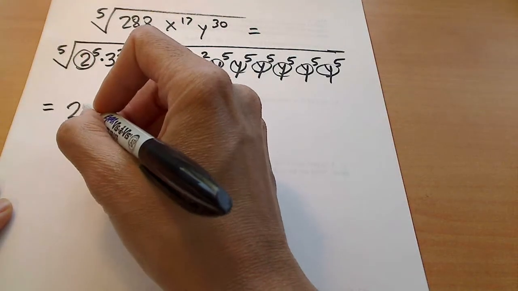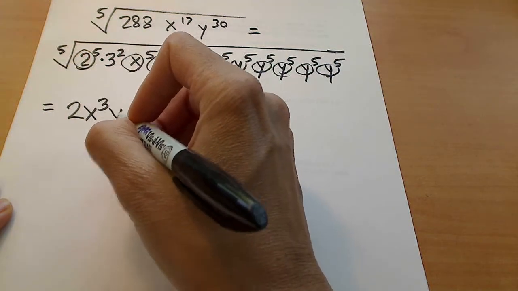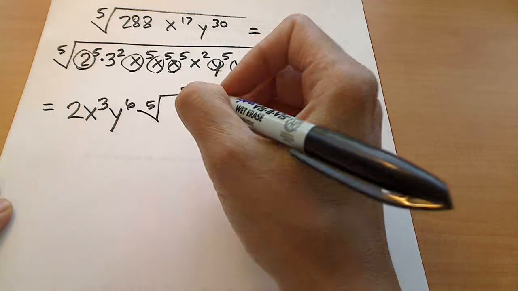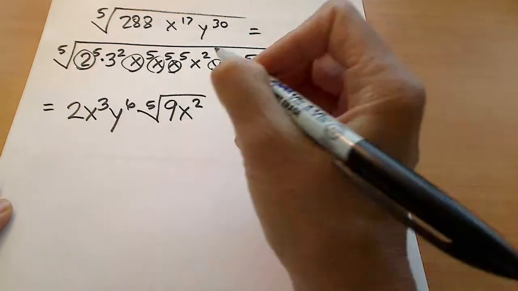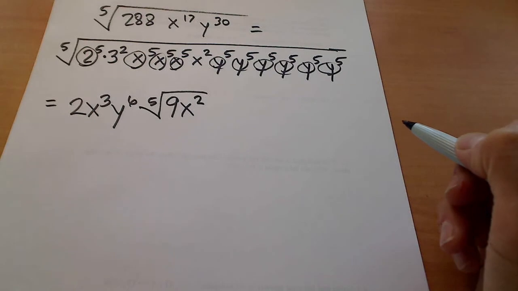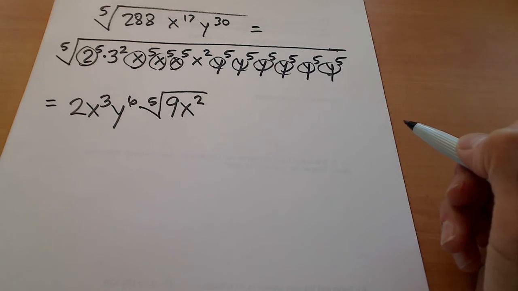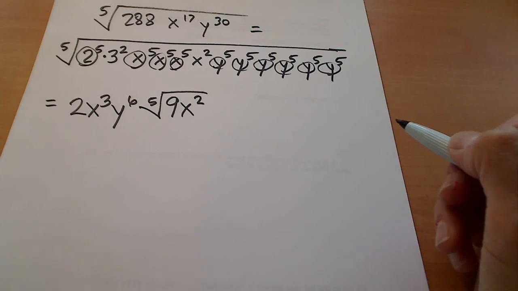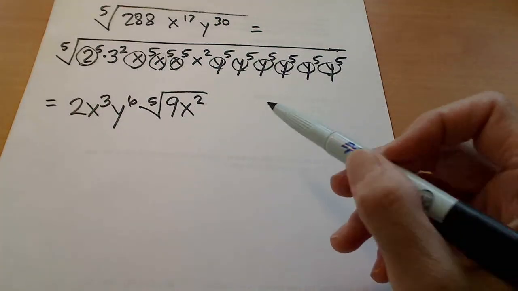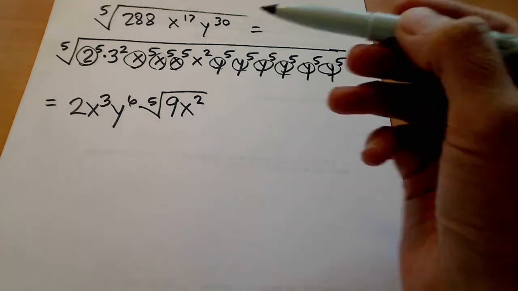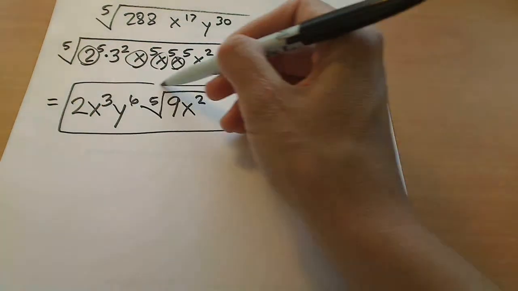And so we have 2, we have x to the 3rd, we have y to the 6th, and then we are left with the 5th root of 3 squared, which is 9, and then x squared on the inside. Now, I do want to mention here that the directions just said simplify. In this particular book, they are telling us to assume that variables represent positive values, so we don't have to worry about any absolute values around anything here. This is an odd index anyway, so we wouldn't need to. But this would be our answer here in this problem.